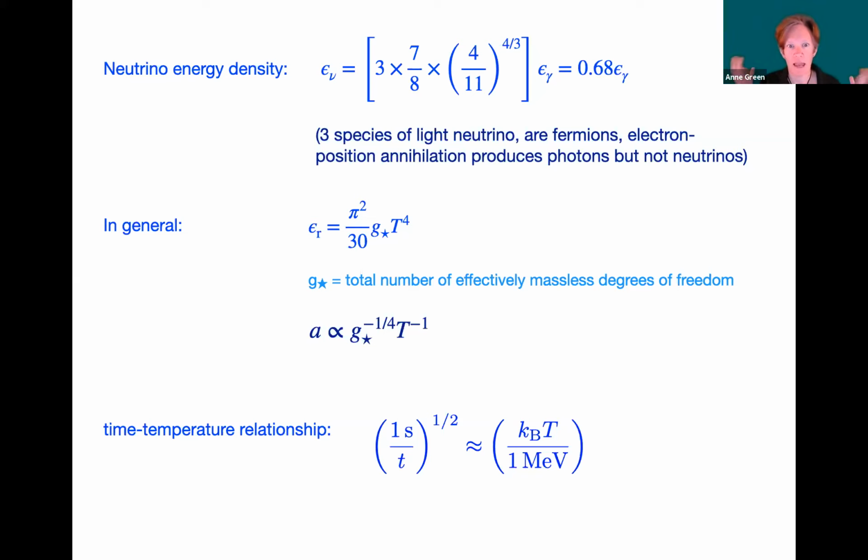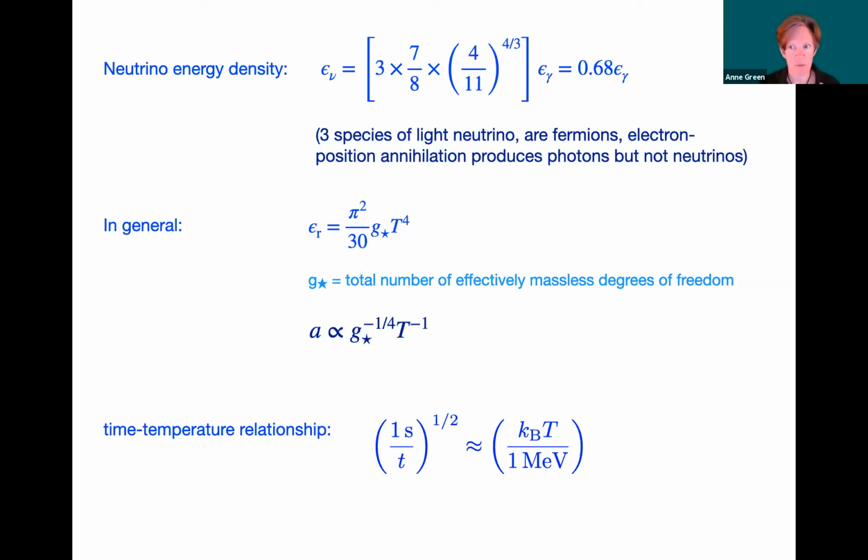And then electrons and positrons annihilate at some point in the universe's history, and they produce photons and increase the temperature and energy density of the photons, but they don't do the same for neutrinos. And this leads to this final factor, (4/11) to the 4/3. And so you put all of those 3 things together and you get this 0.68.